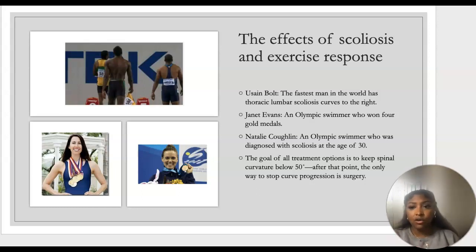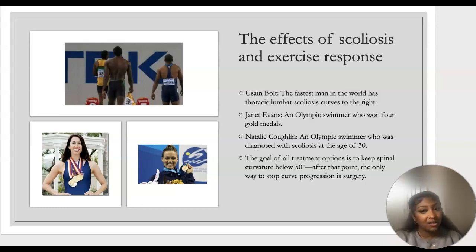So for this, I just want to show some elite Olympians who actually have scoliosis and are completely perfectly fine. So up top we have Usain Bolt, who is the fastest man in the world and has thoracic lumbar scoliosis, so curves on the right. Then on the bottom left, we have Janet Evans, an Olympic swimmer who won 4 gold medals.